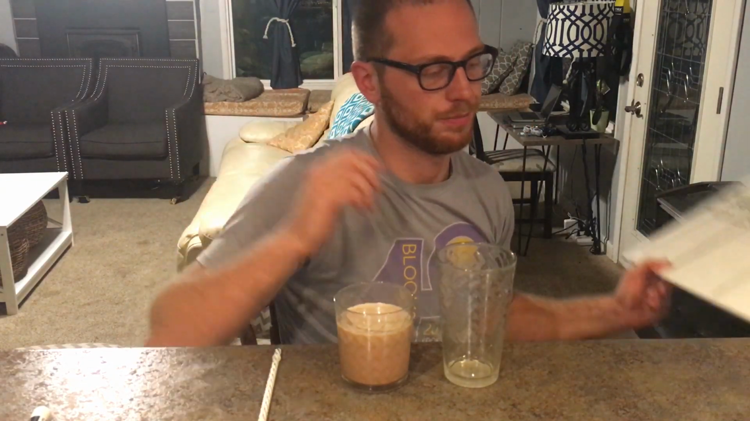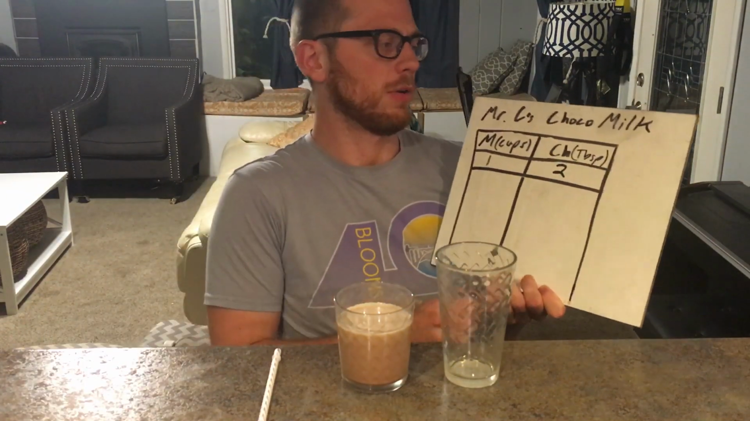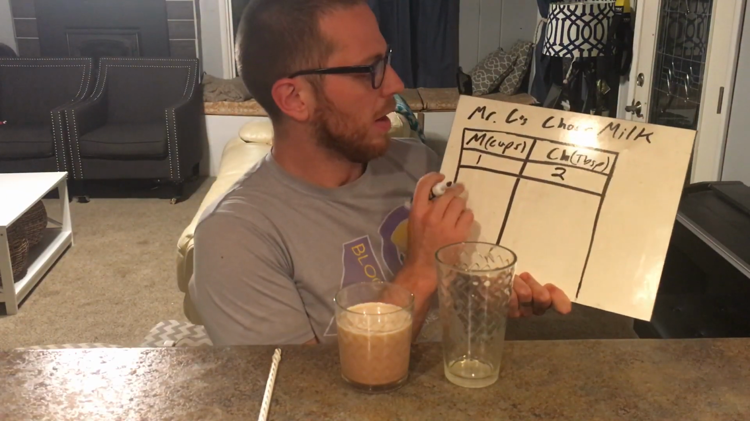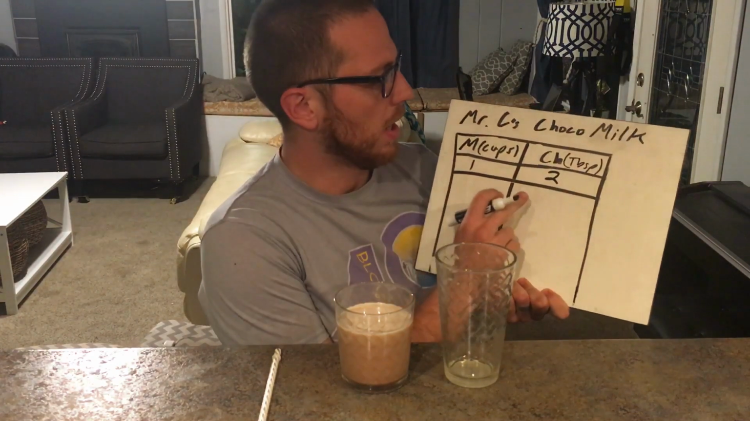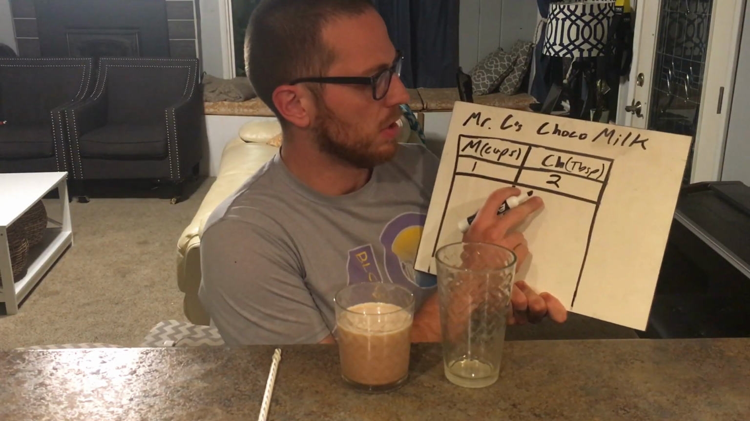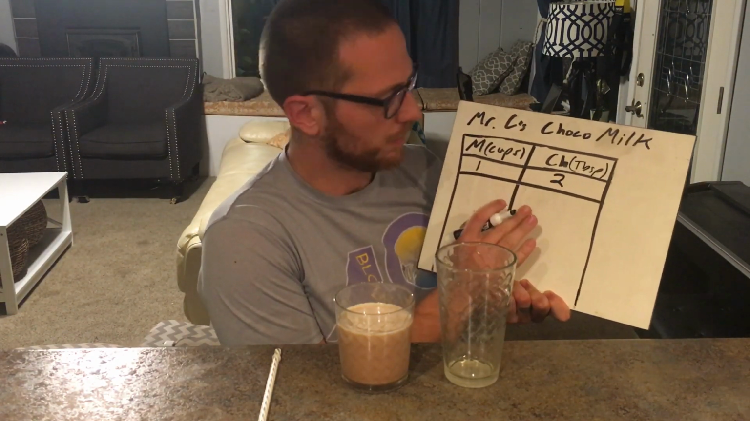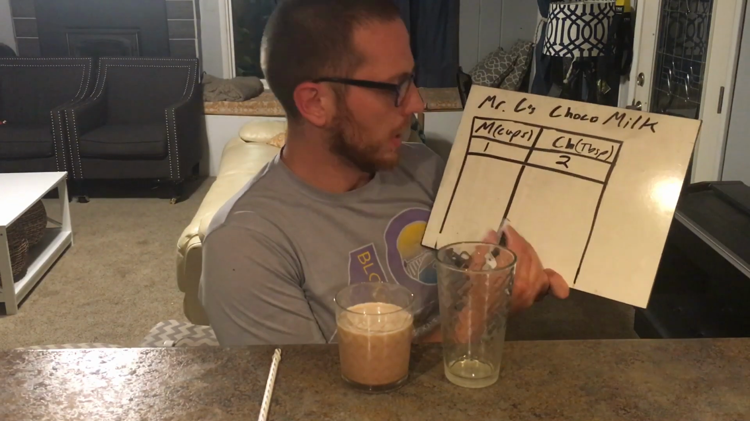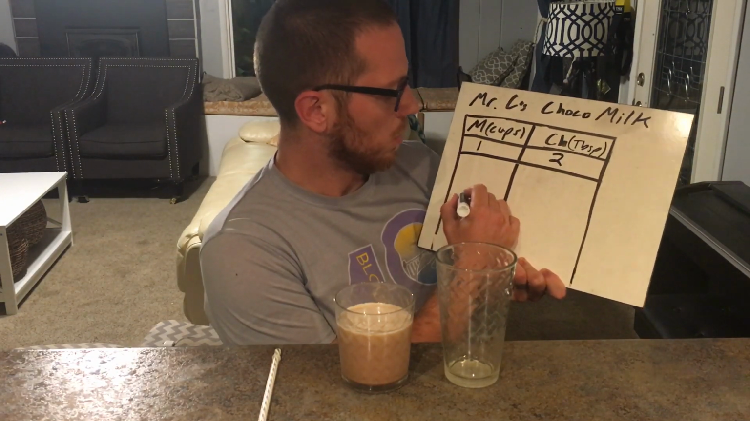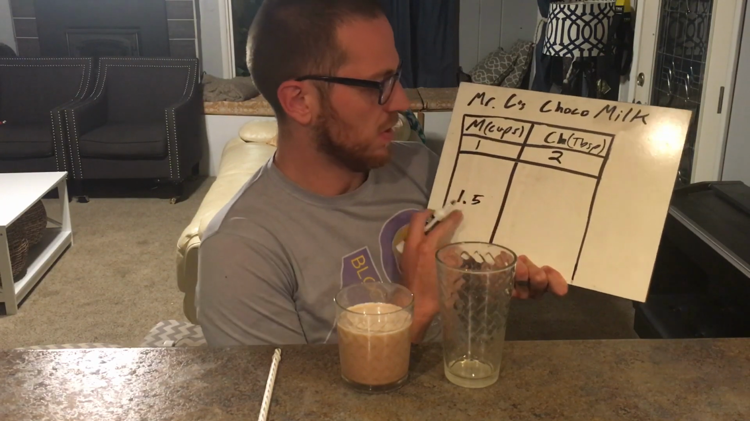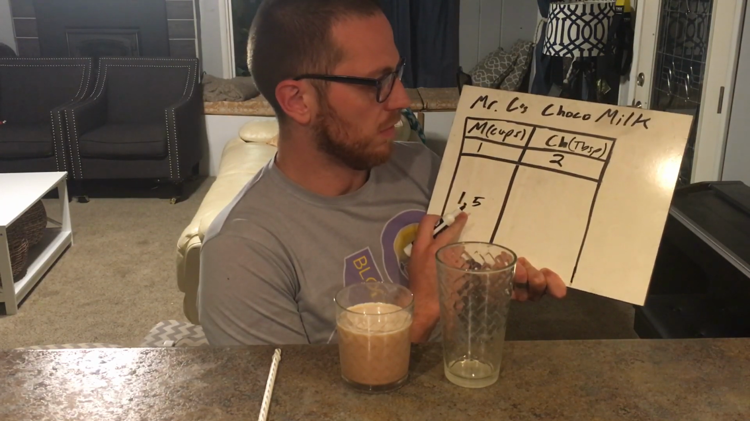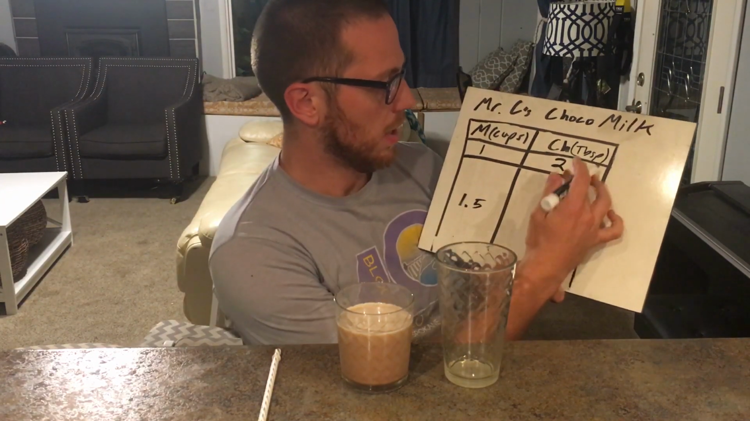So, being a mathematician, math teacher, I made myself a chart. So Mr. C's Choco Milk. Right now I've got 1 cup of milk and 2 tablespoons of Hershey's chocolate syrup. And my goal is to make 1.5 cups of milk and figure out how much chocolate I need to put in it.